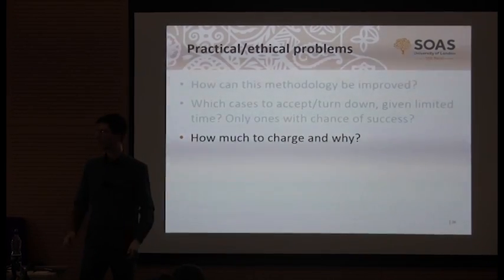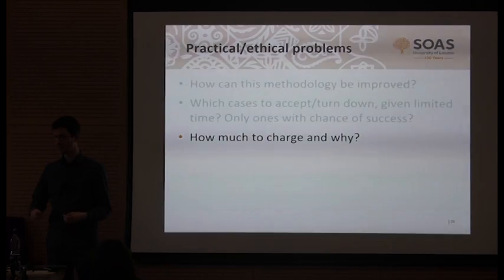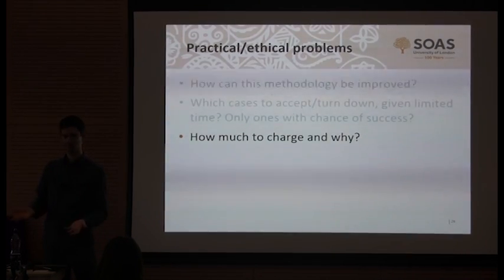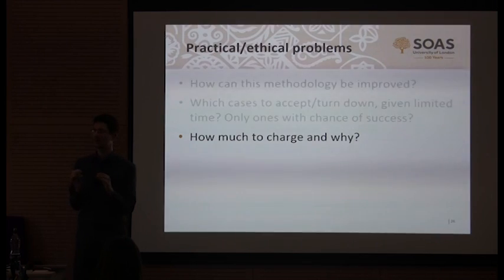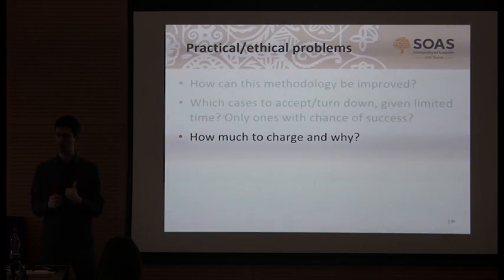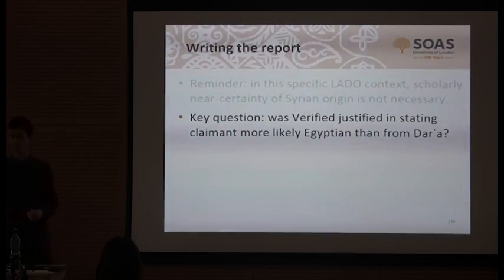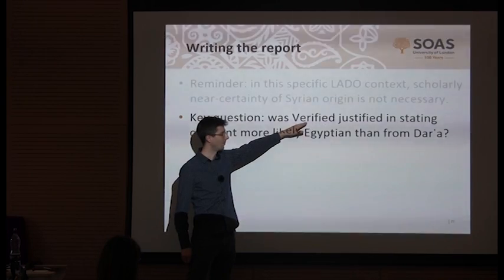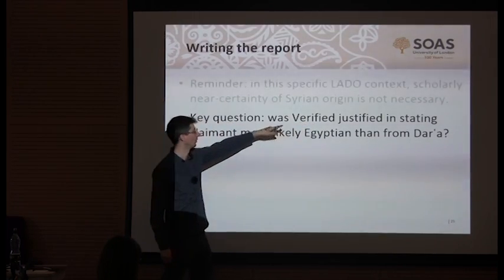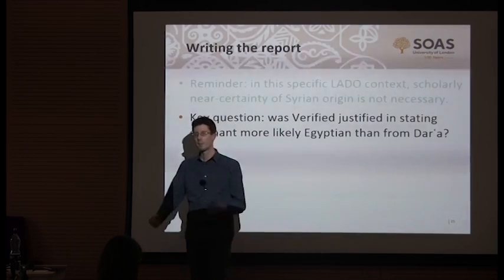But fortunately, what we don't have to do is this: it's not that someone presents themselves and speaks Arabic for 20 minutes and then we have to figure out where they're from. It's a much more specific question in this particular context that we have to decide on. What I'm having to do is make a judgment on whether the verifier was justified in saying this person is more likely from place A than from place B. So that makes it a lot easier.